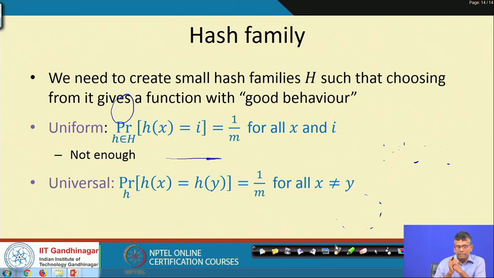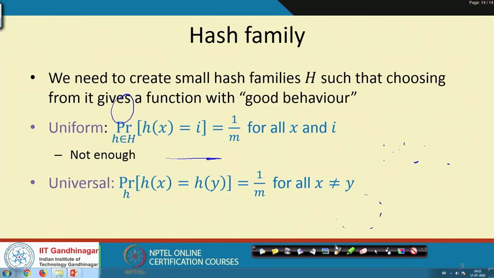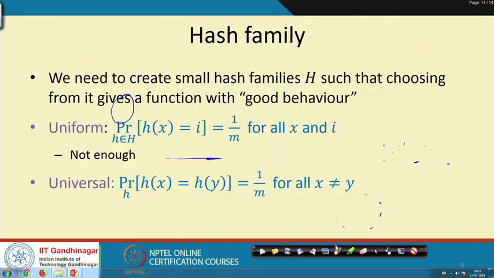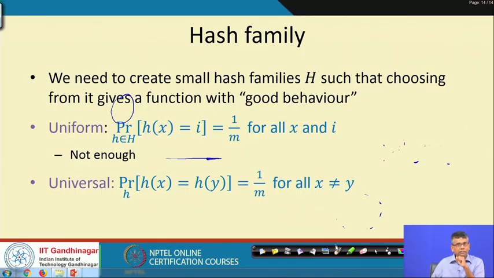What we are saying is that a hash family capital H is called universal if, when we choose a single hash function small h from this family capital H, the probability that h of x equals h of y is 1 by m, and this happens for all pairs x and y. As of now it is not clear that there exists such a universal family, other than the family of all possible functions, but we will soon see how to construct one such family.